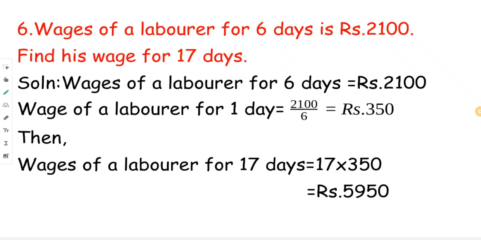Question number 6. Wages of a laborer for 6 days is rupees 2,100. Find his wage for 17 days. How do you do this? If I know how much he earns in 1 day, I just have to multiply it with 17. Okay, so let's go ahead.